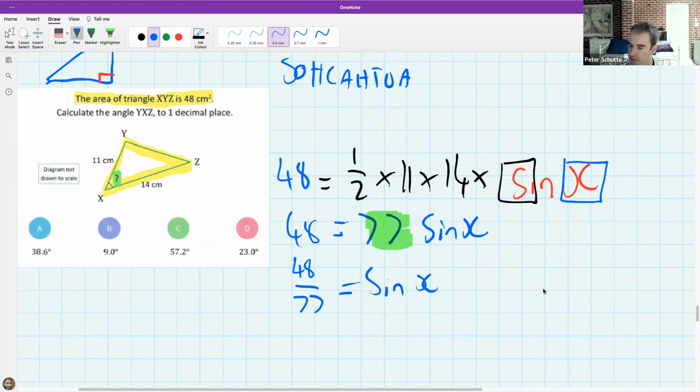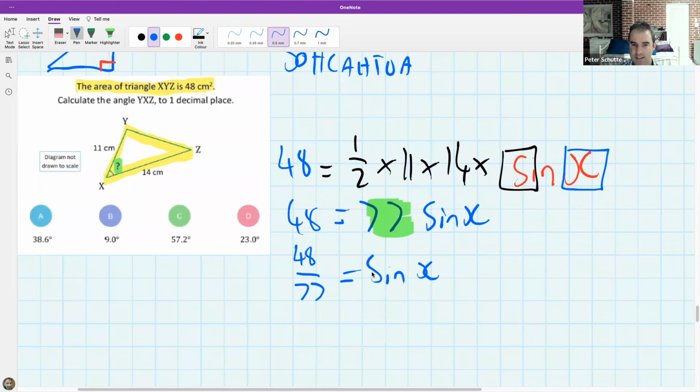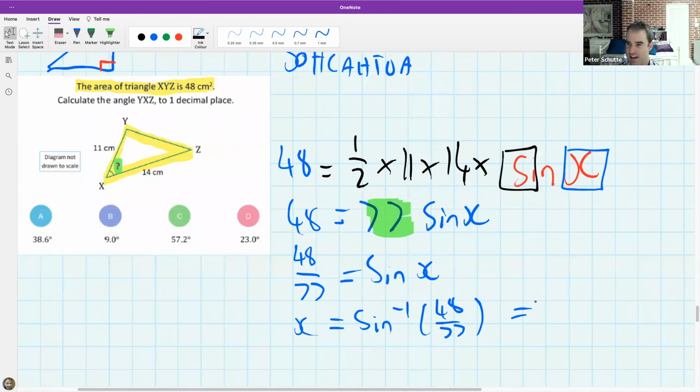Now, didn't we learn about this in lesson 1? If you get the sine of an angle equals a number, how do we find x? Well, we go shift sine of 48 over 77. So what I'm doing is rearranging the area rule to make x the subject of the formula. Now, see if you can get the answer. Can you get the right answer now, guys? Hopefully I've multiplied correctly. I have. What do you think the answer is going to be now?